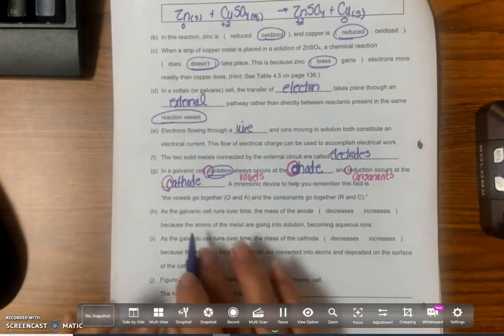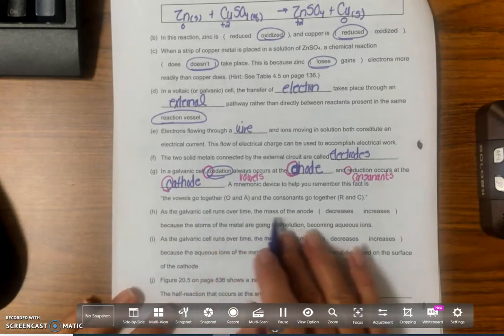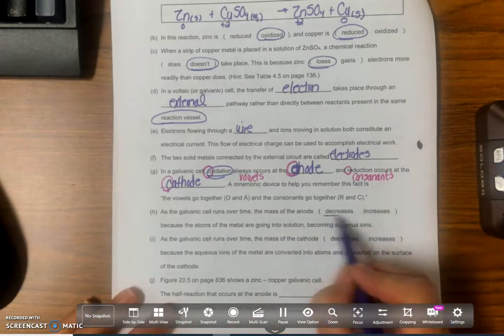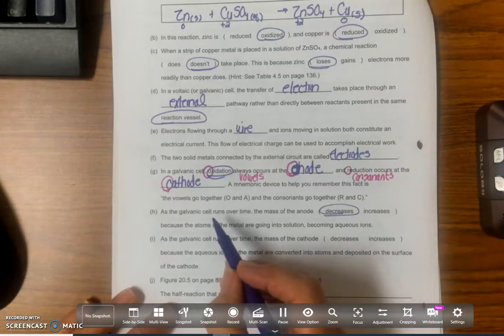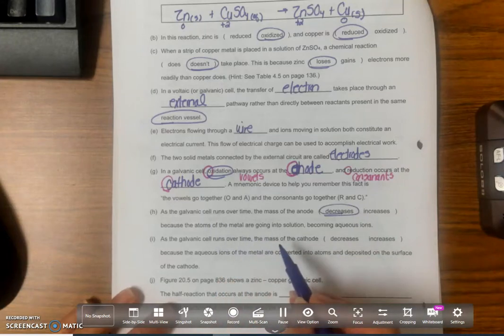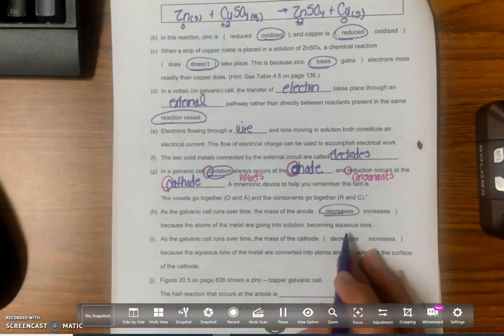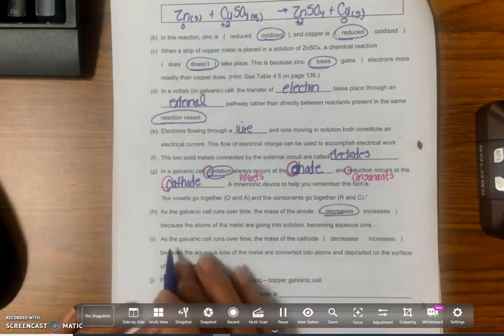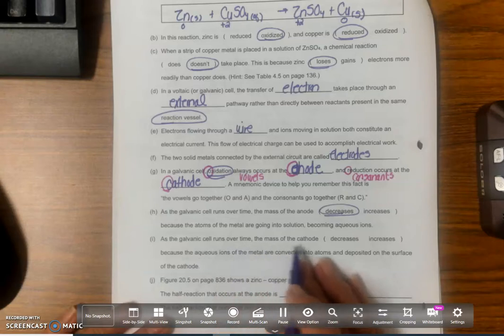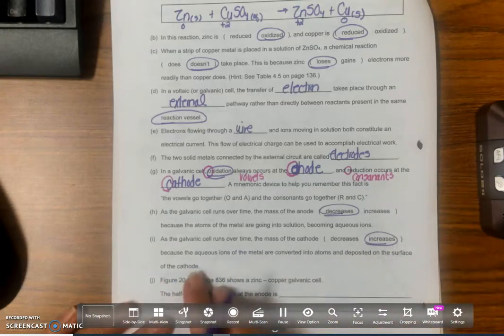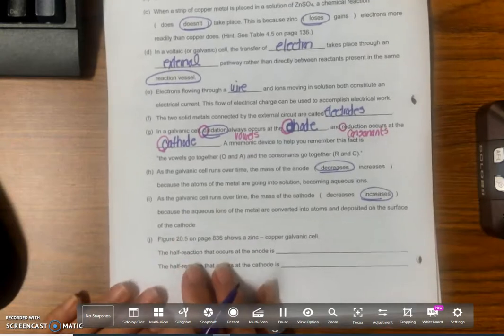As the galvanic cell runs over time, the mass of the anode decreases, because remember, metal is turning into ions and going in solution, because the atoms of the metal are going into solution and becoming aqueous. As the galvanic cell runs over time, the mass of the cathode increases, because the aqueous ions of the metal are converted into atoms and deposit on the surface.